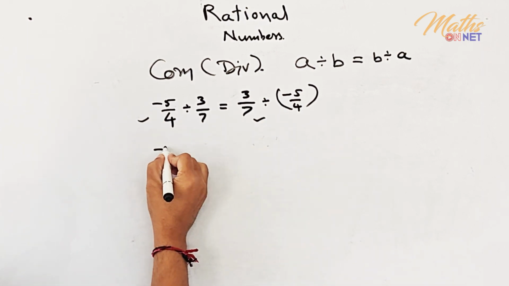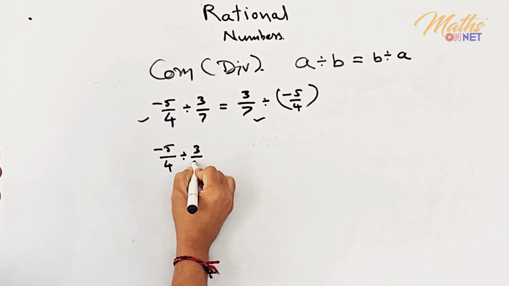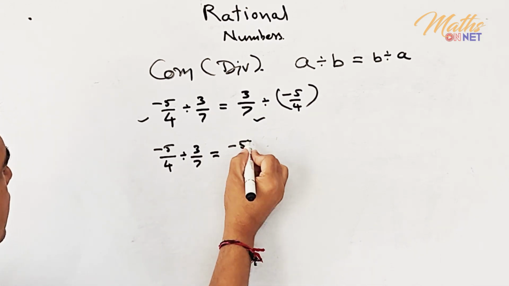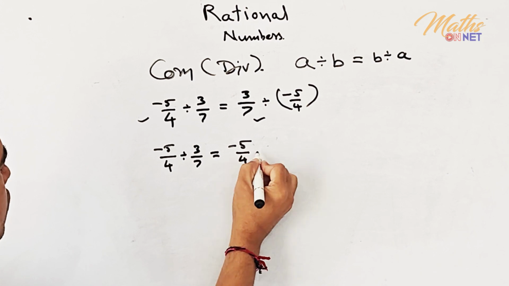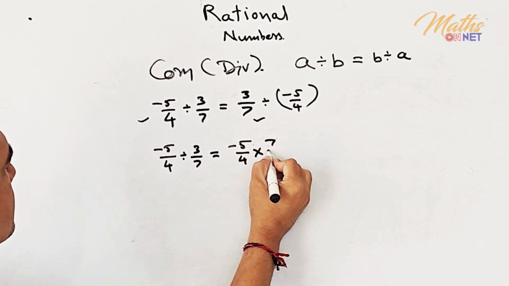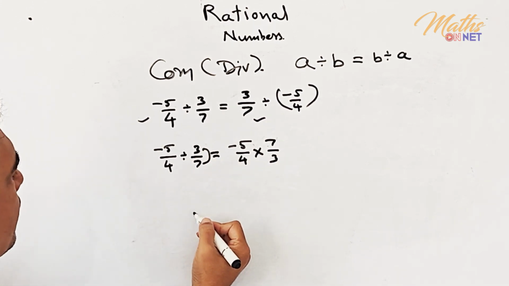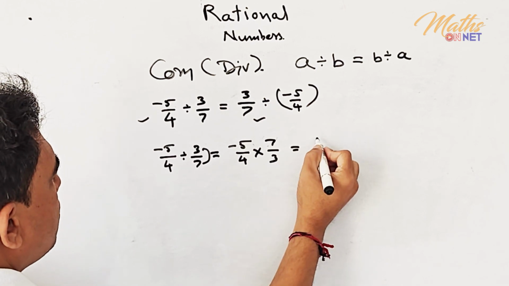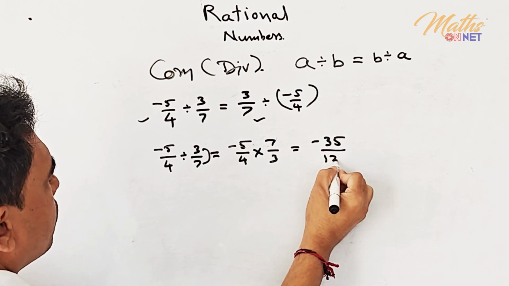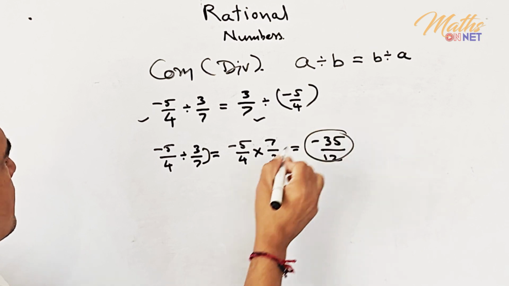That is minus 5 upon 4 divided by 3 upon 7. So for our convenience, yesterday I taught you one method. So let's try to apply minus 5 upon 4. I am just converting division to multiplication and making it 7 by 3. So reversing the order when you change the sign. So this gives me minus 35 divided by 12. Now, this is the answer for this side.